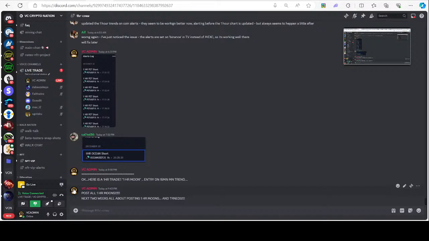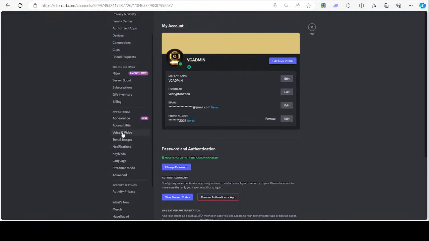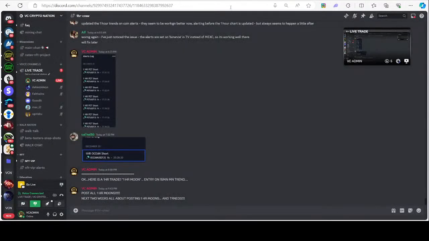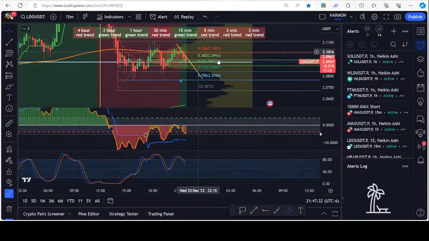Gus, I see your mic unopened, brother. Where you at? There you go. You might have to go to your settings, bro. Sometimes you have to go to user settings. And on Discord, you got to go to voice and video, and then sometimes you got to change your inputs and outputs. Inputs and outputs, bro.